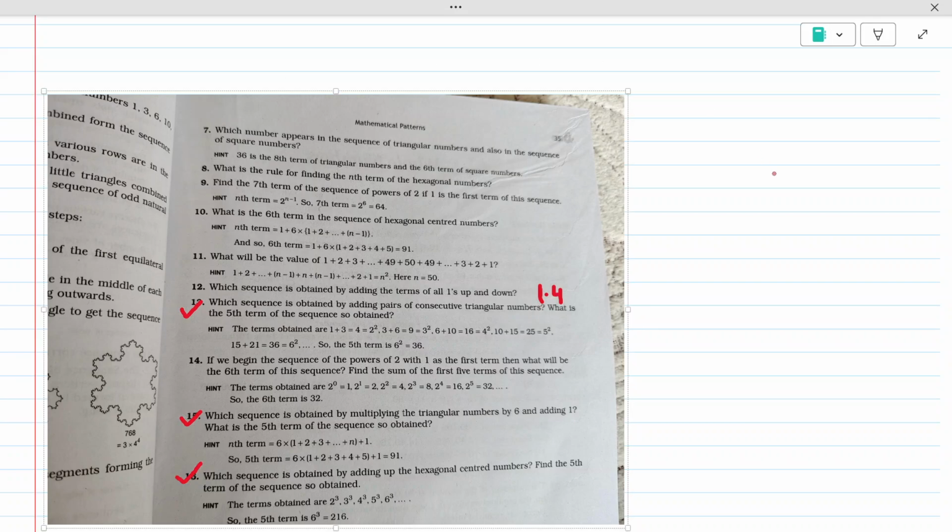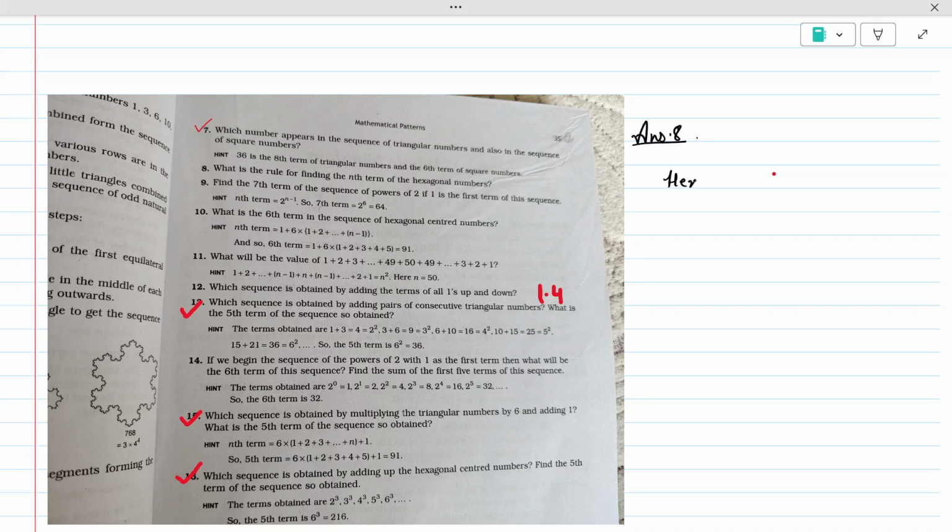Next is, what is the rule of finding the nth term of hexagonal numbers? So kids, we have two things here. I'm writing answer number 8 here. Answer number 8.